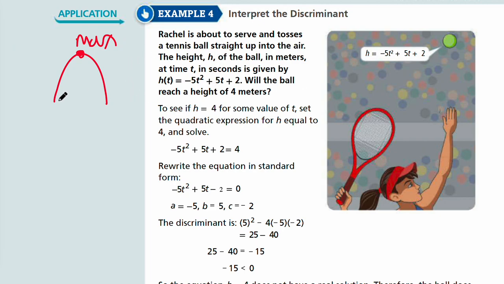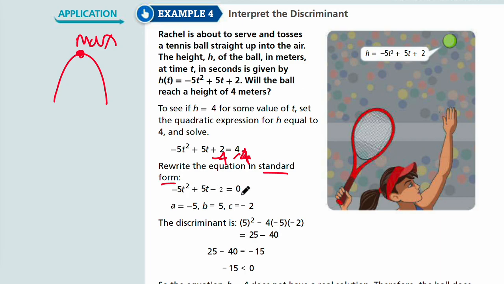To see if h equals 4 for some value of t, set the quadratic equation for h equal to 4, right? So this whole equation is equal to 4. And then you can change that to 0 by subtracting 4 on both sides. And you get negative 5t squared plus 5t minus 2 is equal to 0. And now we have a standard form, so we can identify A, B, and C. A is negative 5, B is 5, and C is negative 2.